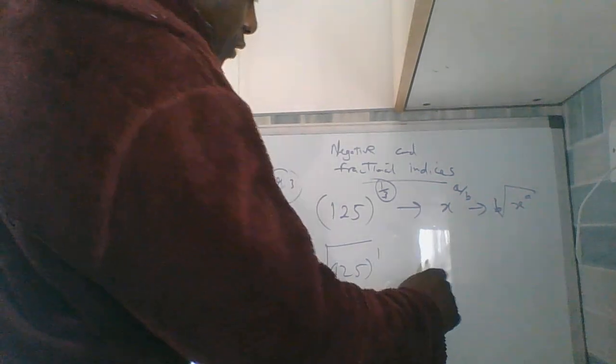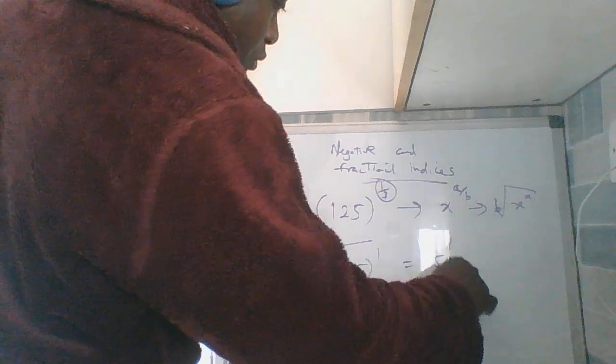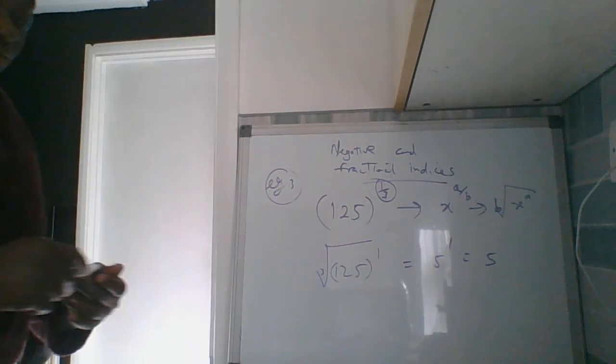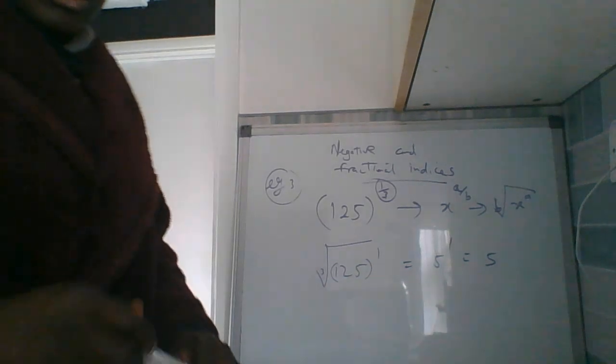Now, the cube root of 125 is 5. So this is 5 raised to power 1, and that is the same thing as 5, because 5 raised to power 1 means 5 in one place. So that's how we do that one.